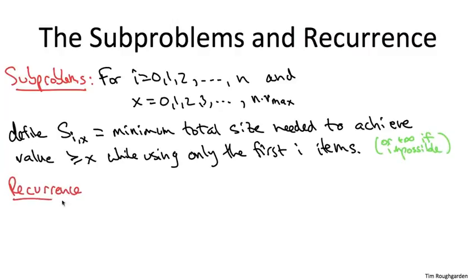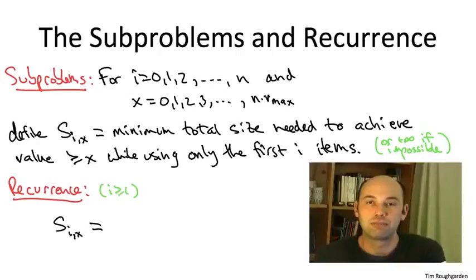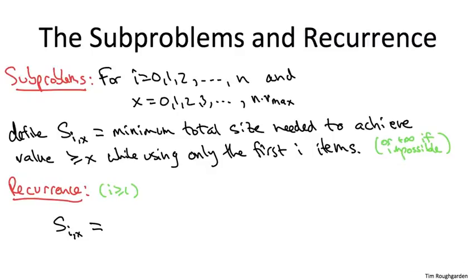So let's write down the natural recurrence. Let's assume here that i is at least 1. So the structure here is going to be exactly the same as it was in our first dynamic programming algorithm for the knapsack problem. Specifically, let's focus on a subproblem, a choice of i and a choice of x. That final item i is either in this optimal solution for the subproblem or it's not. That gives us two cases, and the recurrence is just going to do brute force search over the two cases.